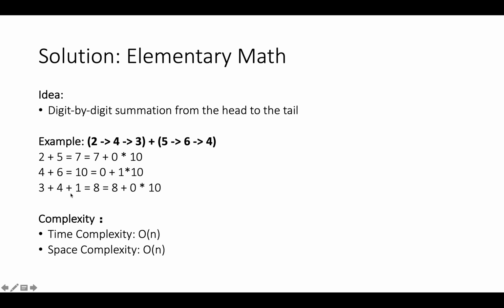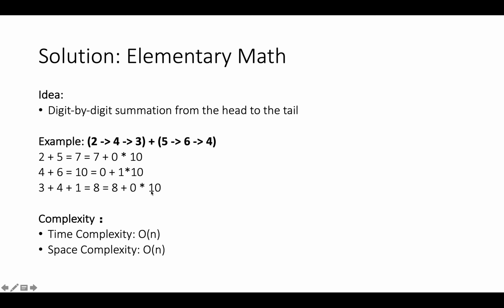And now let's come to the third digit. 3 plus 4 plus 1, which is the carry from the previous digit, the summation of these three is 8. Because 8 is smaller than 10, we assign the 8 to the next digit. So we can keep doing this, digit by digit, until we hit the end of the original linked lists.